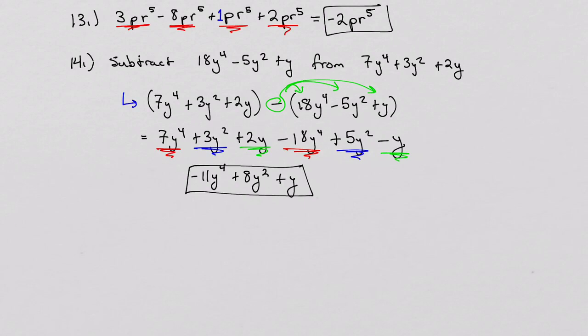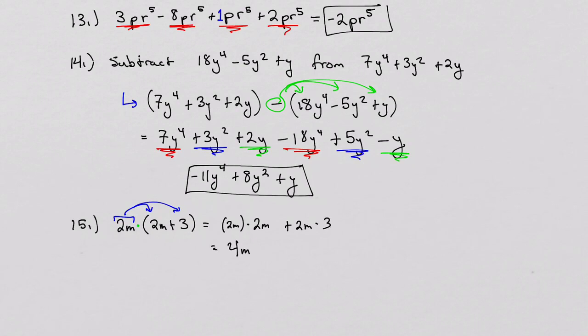And on to 15. 15 is 2m times 2m plus 3. So there's a little multiplication here. So we've got to take this 2m and distribute it in. Now this first time I'm going to show the whole work for it, but in the future it's better if you get quicker at these types of things. So this is going to be 2m times 2m plus 2m times 3, which is 4m squared plus 6m.